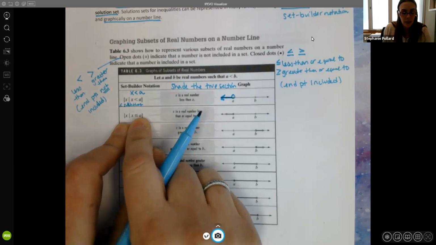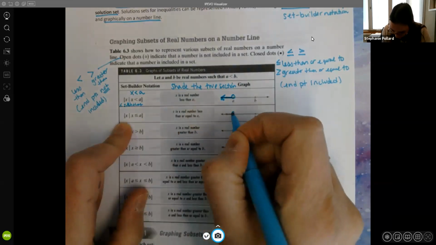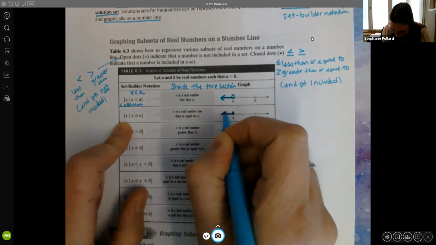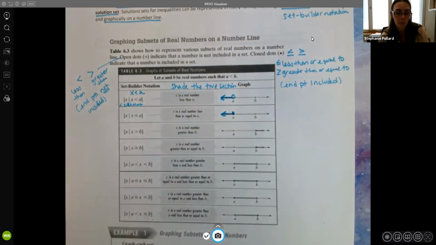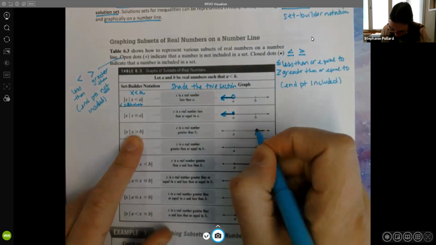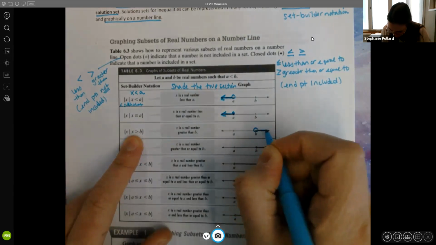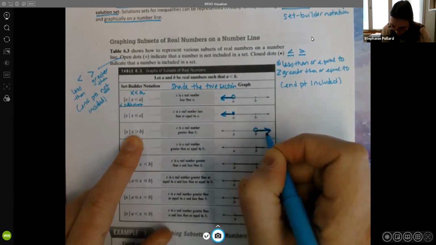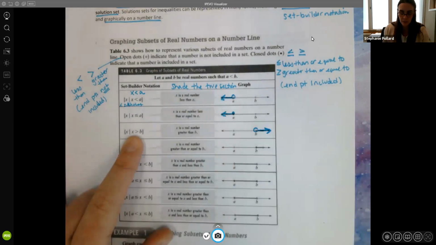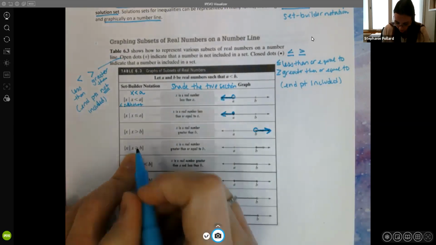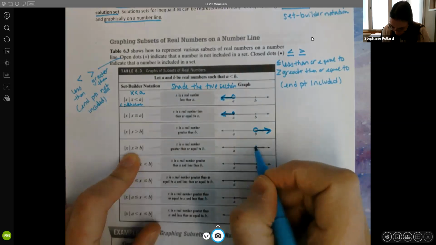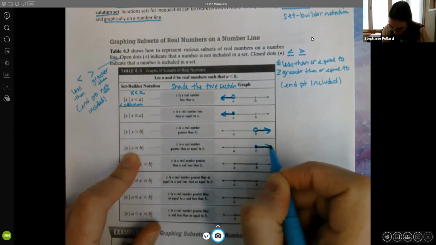Here we have less than or equal to. So you're going to have a nice closed circle there. And again, we're going to shade in the area that's smaller. Here we have a greater than. So you have an open circle here. And we're going to shade values that are greater than b. So those would be values on your right. Here we have greater than or equal to. So you got to see that closed circle, but shading to the right.